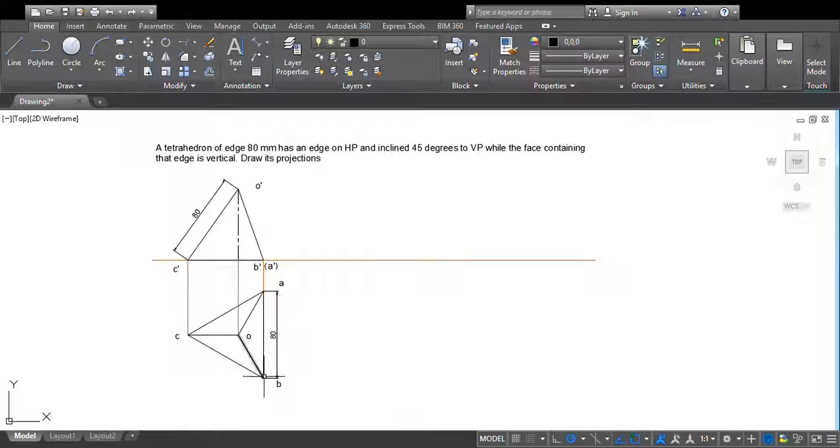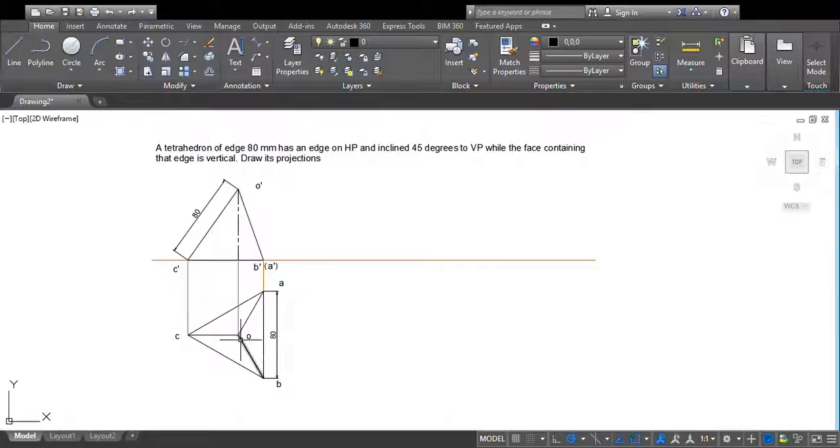We will draw that on the right side. So let that edge be AB. First you draw the reference line, and on the right side you start an edge like this. That is 80 mm. This is AB, of length 80 mm. Then from A you draw a line at 60 degrees, 80 mm, and you can get the point C. You can close that triangle, so you'll get ABC.